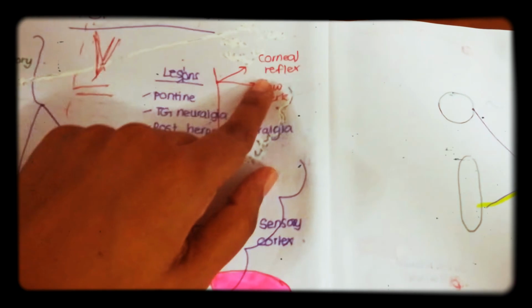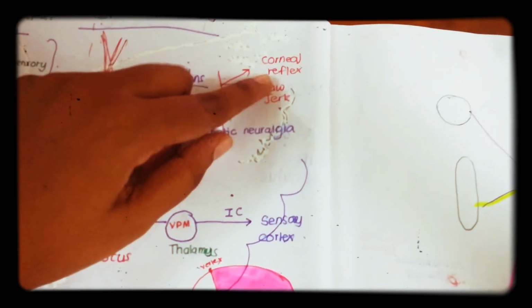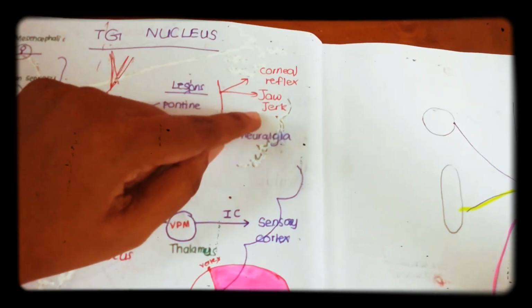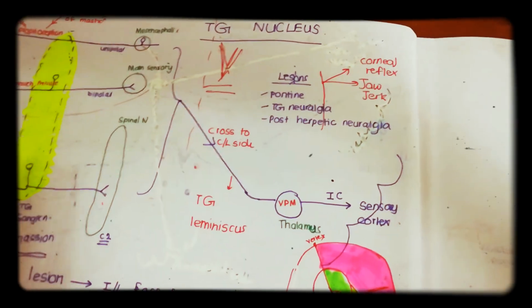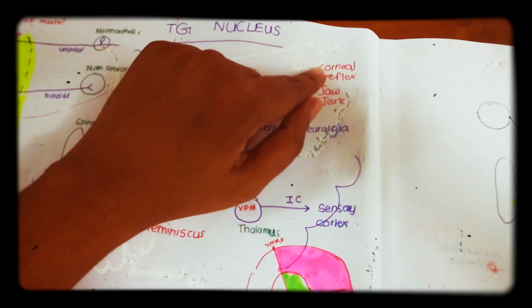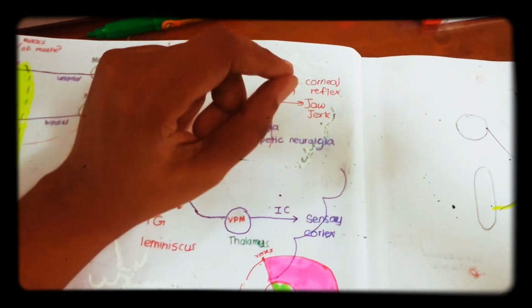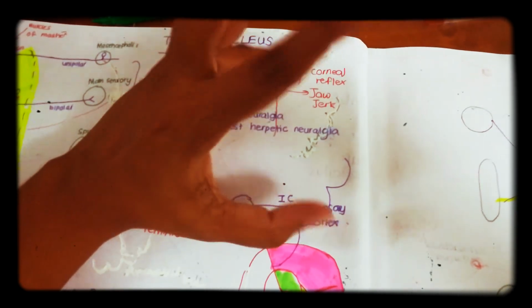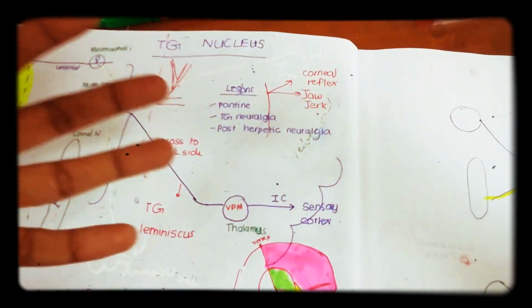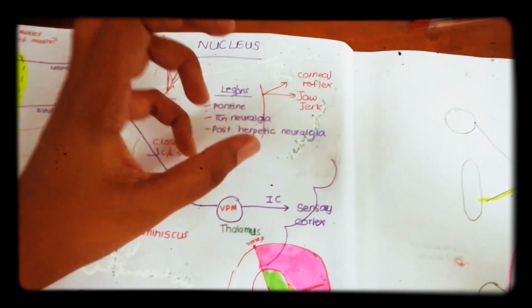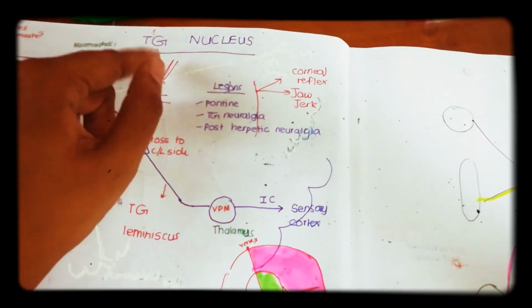Then, how do we check for this? The corneal reflex and the jaw jerk. These things you will learn in detail when you're doing the practicals, how to do the corneal reflex and the jaw jerk. Remember, in the corneal reflex, we are just touching the cornea with the cotton wool. In this case, the sensory afferents are from the trigeminal, and the efferents are to the orbicularis oculi through the facial nerve.